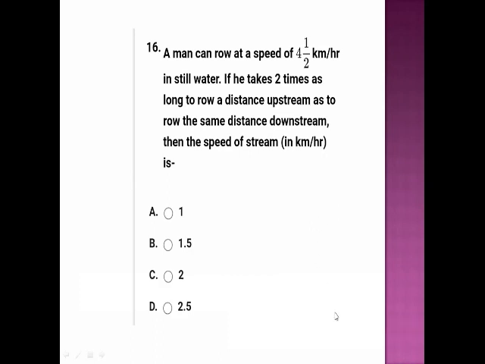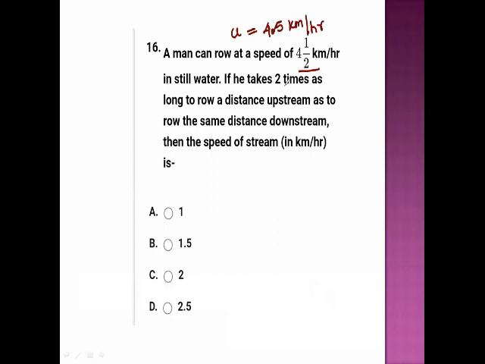A man can row 4.5 kilometer per hour in still water. So in the sense they have given, the speed of the person who is rowing in still water is simply 4.5 kilometer per hour. This is what they have given.